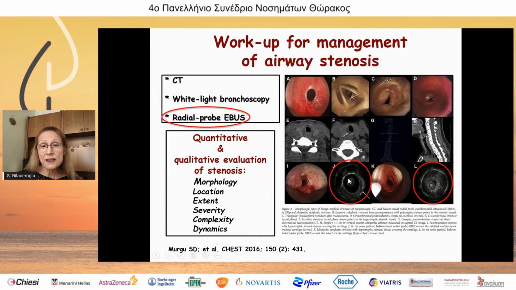We have to see the airway wall, whether the cartilage is destructed. Here, the cartilage is broken or destructed. That is not a good thing, prognosis. But here, the cartilage is intact. So we have to assess all these by three methods. And then the assessment should be quantitative and qualitative regarding morphology, location, extent, severity, complexity, and dynamics of the stenosis.